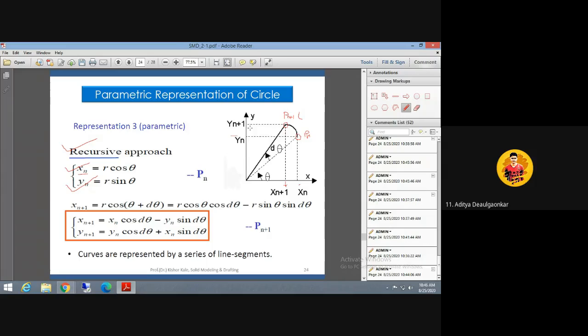Yes, sir. If you drop a perpendicular downward, this point we look at as xn plus 1. Correct? Now if you drop a perpendicular on the y-axis, this point becomes yn plus 1. Is it correct? This point is yn plus 1.